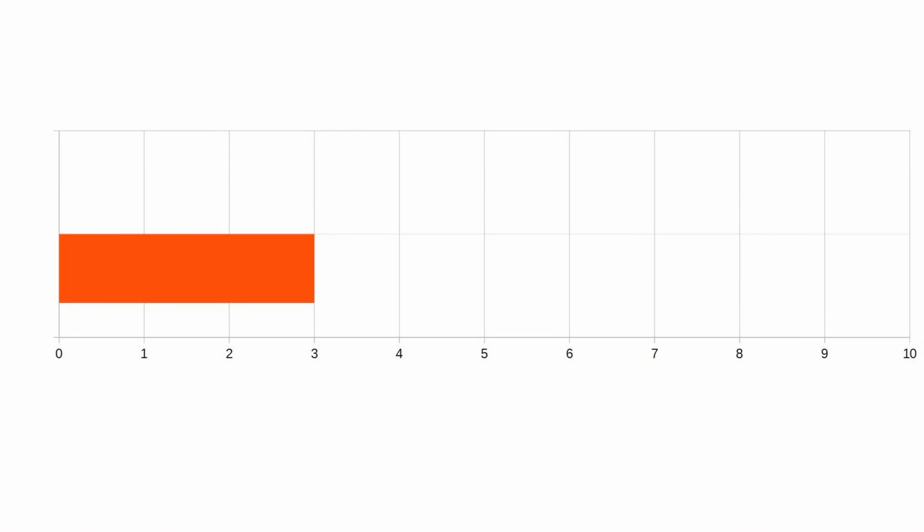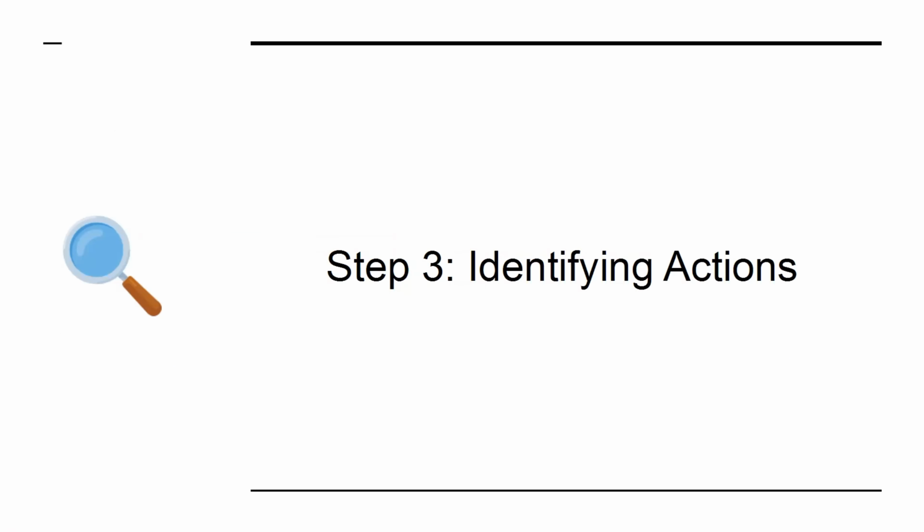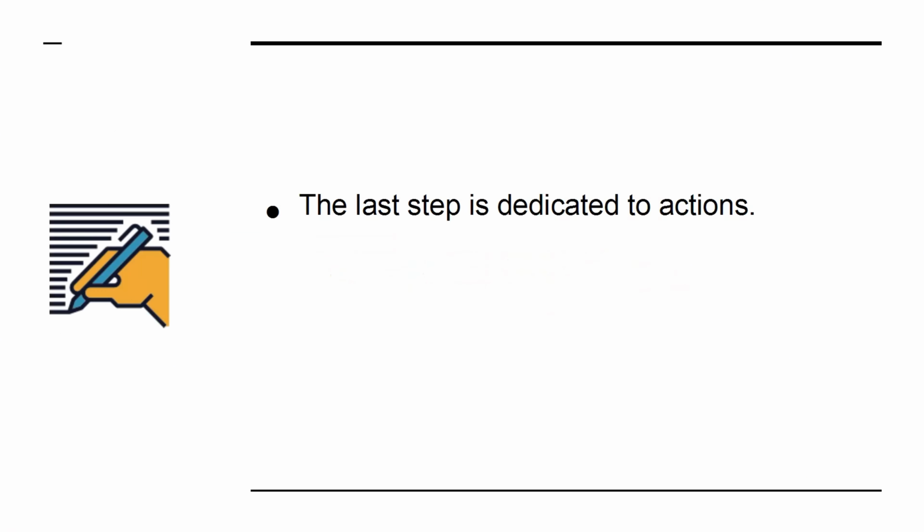If your score is under 5, it might not be the right time for you. You have an opportunity to reconsider your motivation and also the timing. A score above 6 is more likely going to lead you to success. Step 3. Identifying actions. The last step is dedicated to actions.